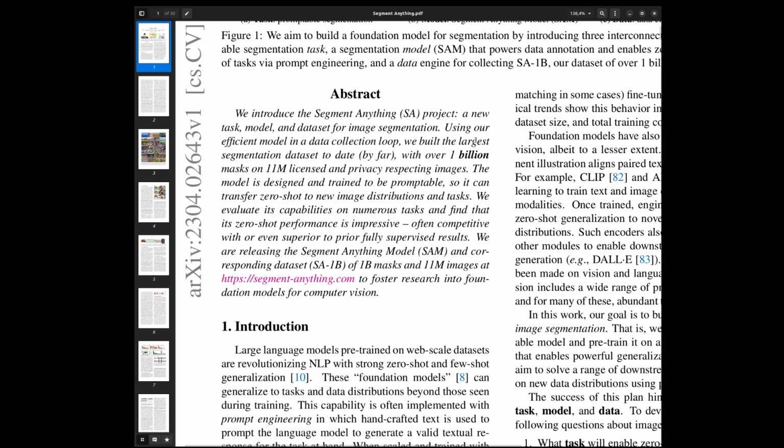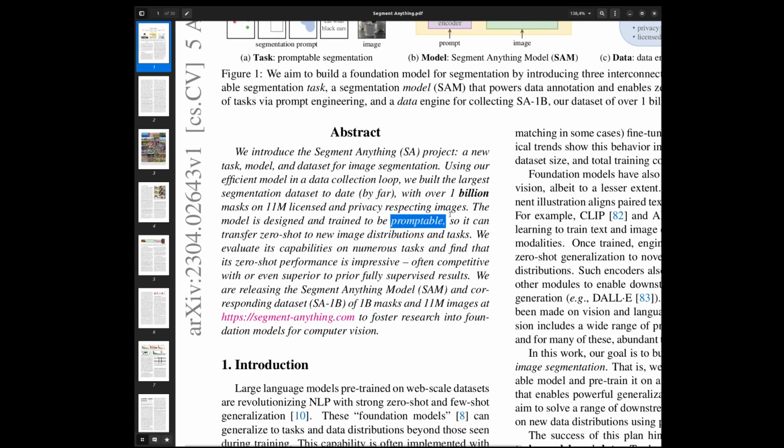Yeah, I have one question. Like they say it's promptable. What does it mean in that context? Because I heard they say it's promptable, but I don't understand how it is promptable. I can use it with points. I can use it with bounding boxes, but I cannot use it with text prompts. So what does it mean?